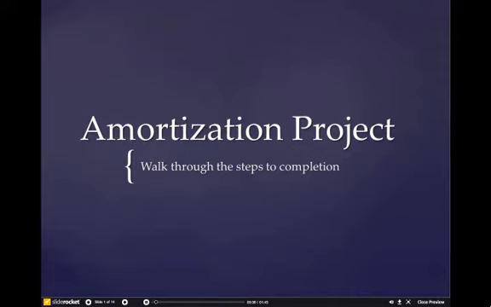My goal here tonight is just to give you a brief explanation of how to go about this project. For those of you who don't have a lot of experience in Excel, this will break down the formulas to help you understand the process of getting through it.